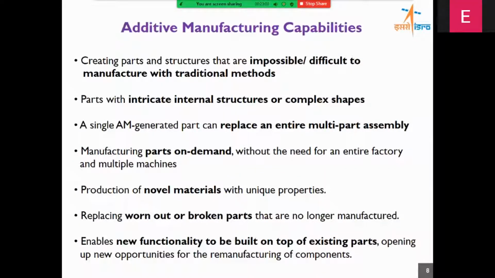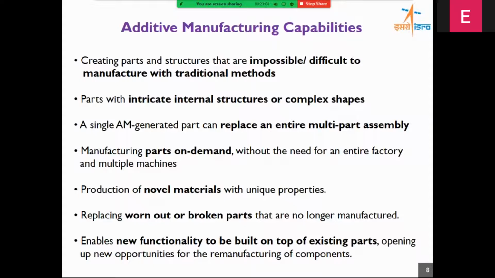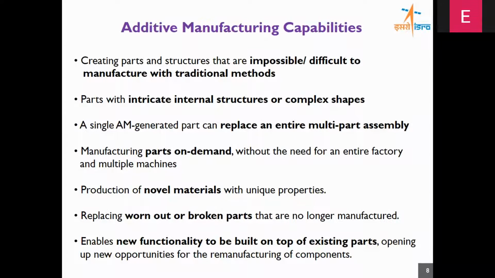So what are the capabilities of additive manufacturing? We can create parts and structures that are normally impossible to build through conventional manufacturing techniques. Parts with intricate internal structures or complex shapes can be made through additive manufacturing without much effort. And a single additive manufactured part can replace an entire multi-part assembly. In fact, you can integrate so many components and print them as a single part.